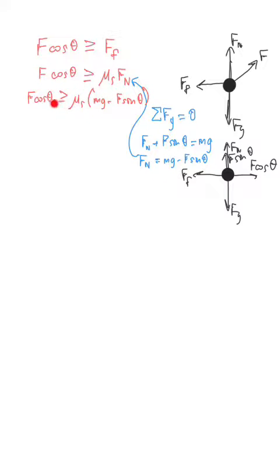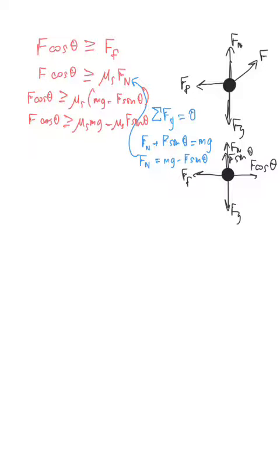There's nothing we don't know, but the issue is that we now have this F, his pulling force, in two separate places. We have it over here and over here, and we're just going to want to get one single F. So we're going to just do some math manipulation and try to get the F terms over on one side together. So the first thing we want to do is distribute. So I'm going to have F cosine of theta is greater than or equal to mu s mg minus mu s F sine of theta.